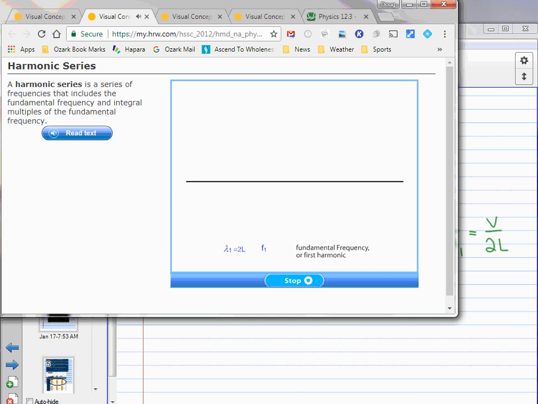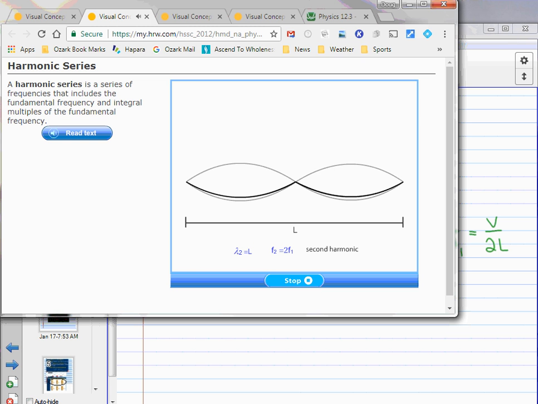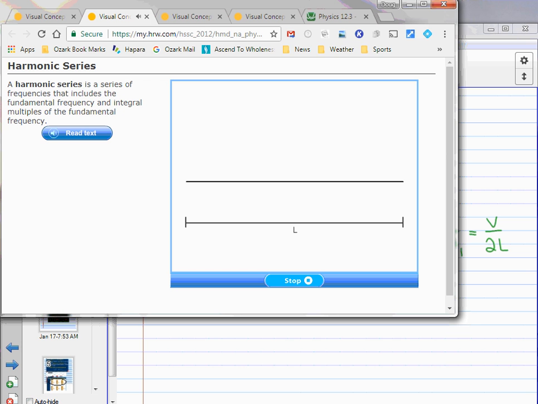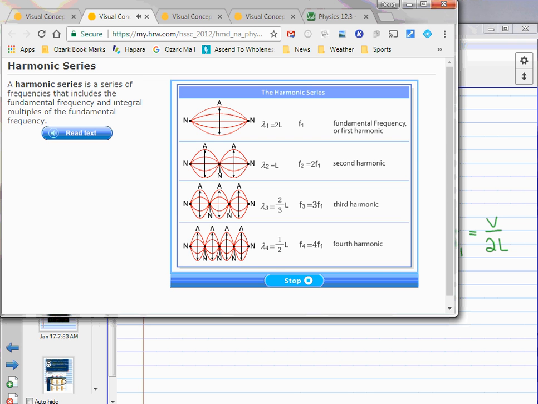So here's our fundamental frequency. We have a half a wavelength, 2L is one wavelength. Here is our second harmonic, 2 times F1. That's one wavelength being shown. Here's 3 times the fundamental frequency, the third harmonic. The wavelength is only 2/3 of the full thing. They showed us 1.5 wavelengths on that one.